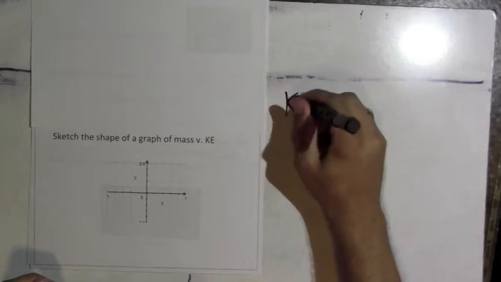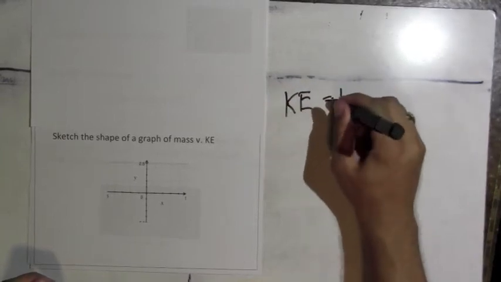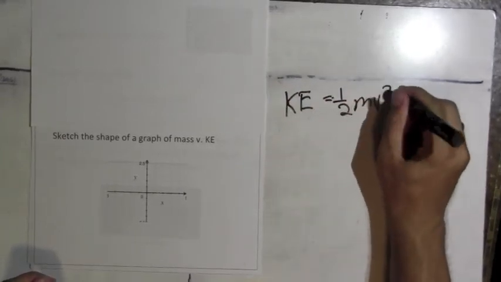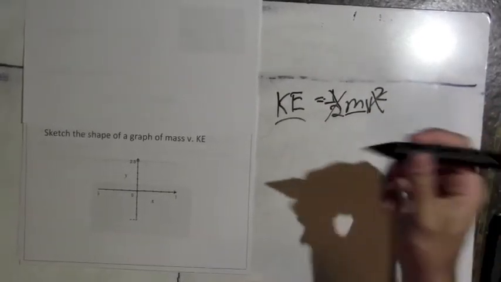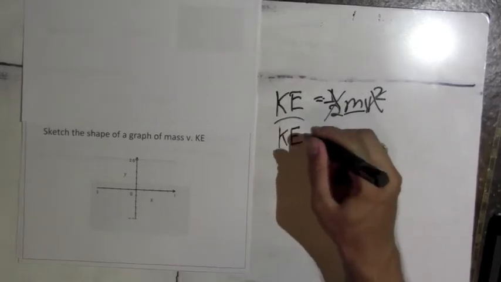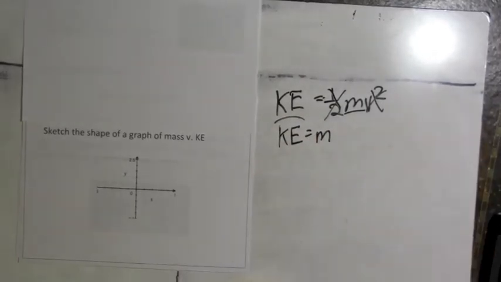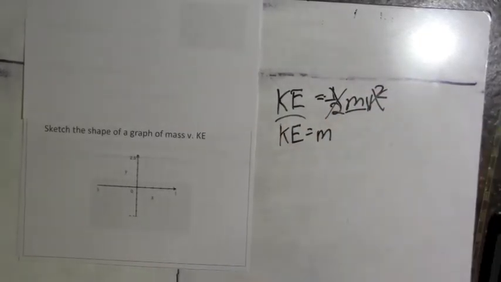All right, this question says, sketch the shape of a mass versus kinetic energy graph. So remember, we start off with our equation. We have kinetic energy is equal to 1/2 the mass times the velocity squared. When you look at this, you'd say, okay, I'm interested in mass and kinetic energy, so everything else goes away because we would treat it as a constant. It would have no effect. So we have kinetic energy is equal to mass. And you can even leave the 1/2 in there. It makes no difference in terms of the shape of the graph.